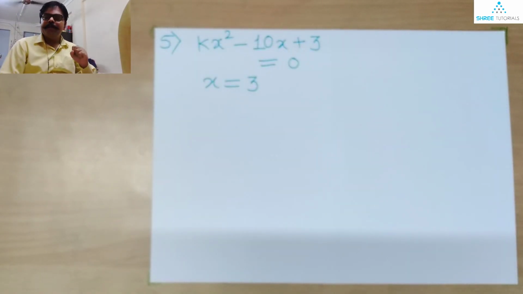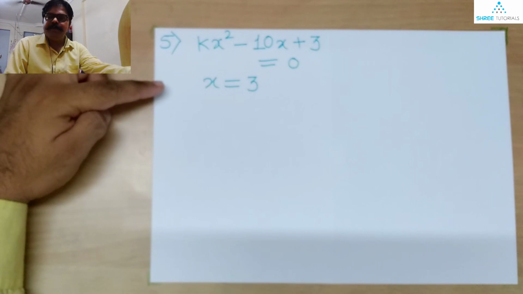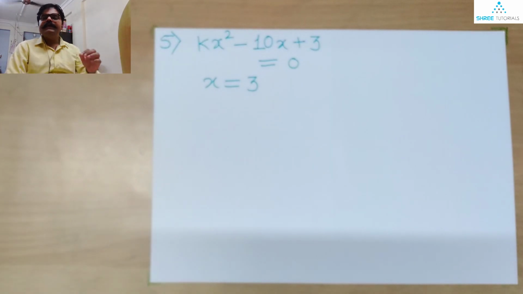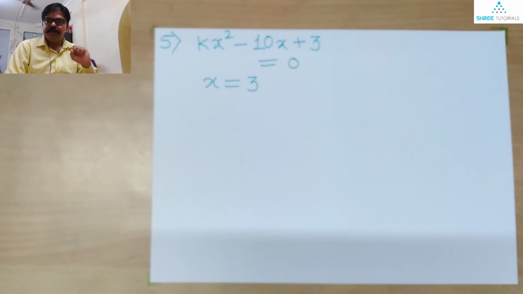Okay, now in this problem, the dilemma is that they have informed us beforehand itself that x is equal to 3 is a solution, is a root of this equation. Earlier we understood that if a value of x is a solution or a root of a given equation, then the left hand side must be equal to the right hand side. Earlier we were checking the same. Here we are going to take it for granted that after substituting x is equal to 3 in the given equation, the left hand side will be equal to the right hand side.